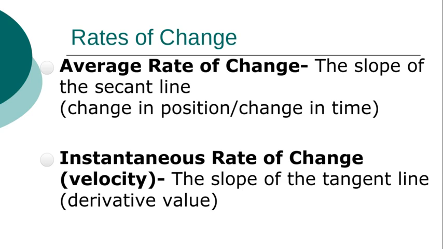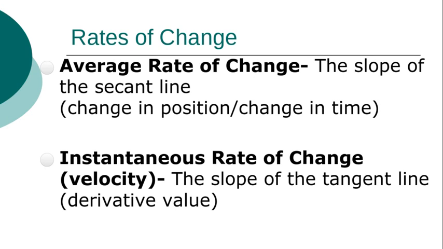For example, if you travel 500 miles in 10 hours, your average rate of change would be 50 miles per hour because you do 500 divided by 10. But that doesn't mean that you were going 50 miles per hour at every single instant.